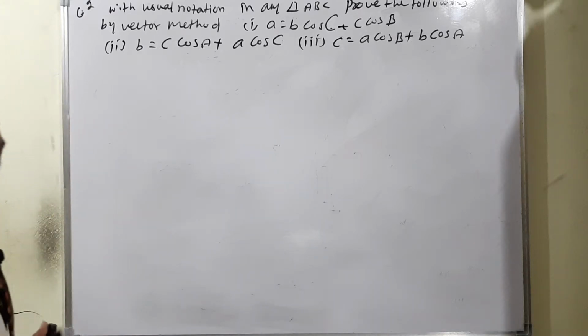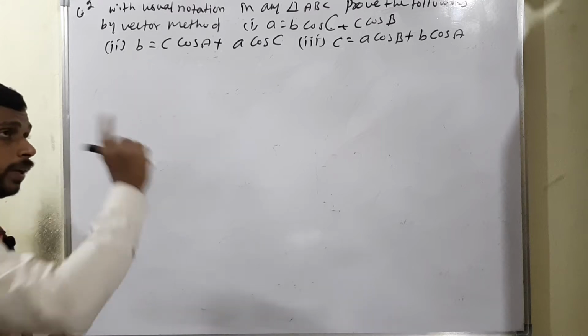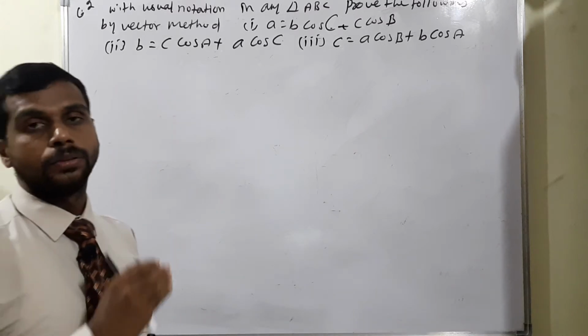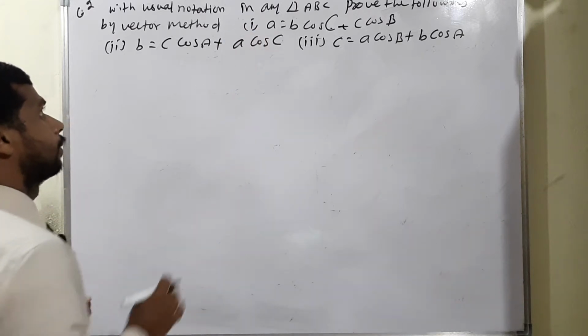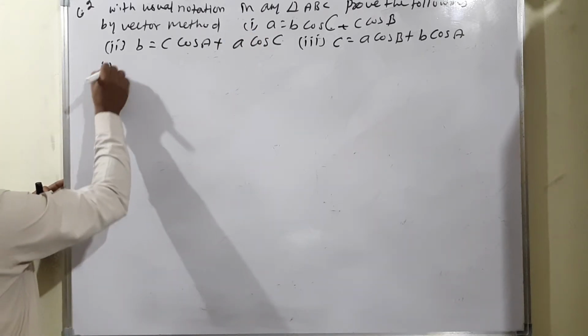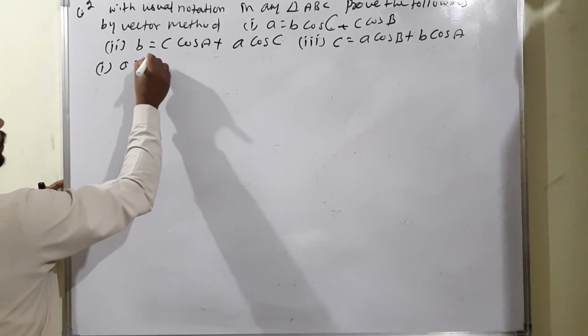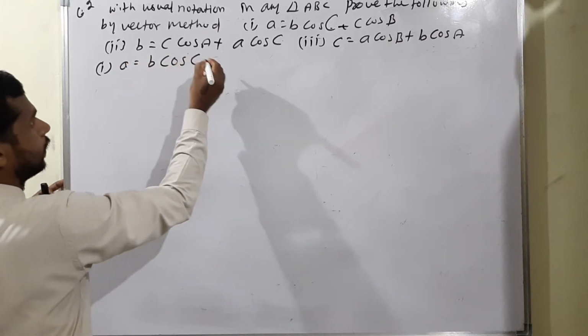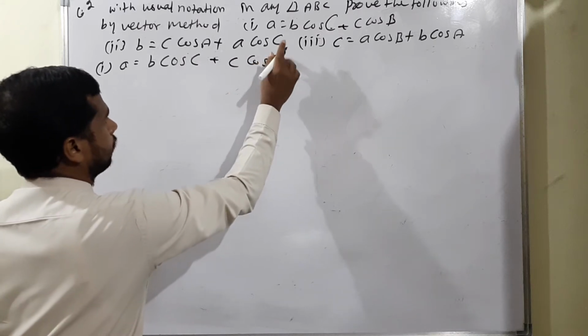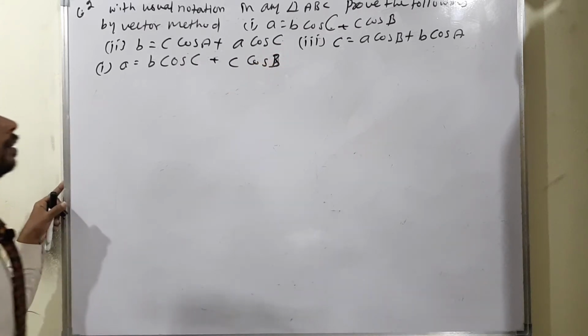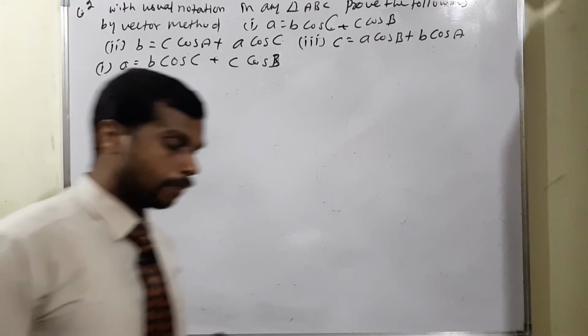Listen very carefully. If you know any one subdivision, you can apply the other 2 subdivisions. I am moving to subdivision 1. What is the question? Subdivision 1: a is equal to b cos C plus c cos B. The same concept as example 6.1.